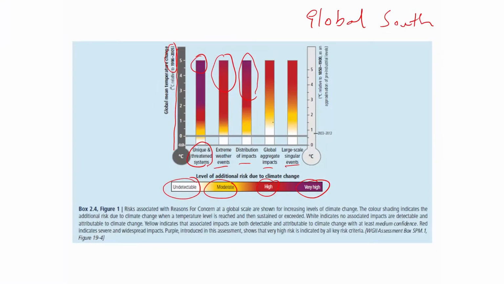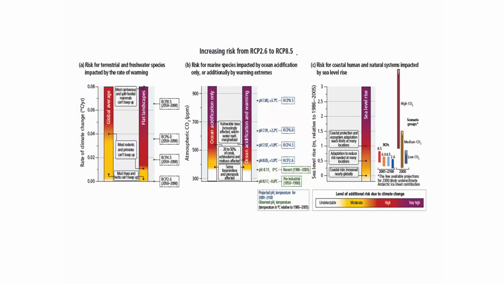Global aggregate impacts, the current level of this is from 2003 to 2012. The impact is not too obvious, but even the aggregation of impacts into the coming decades out to 2100 is not as severe as distribution of impacts, for example. Okay. Large scale singular events, again, not so sure that they have occurred yet, and the risk certainly can be expected to increase with warming. Those are the kinds of things to remember.